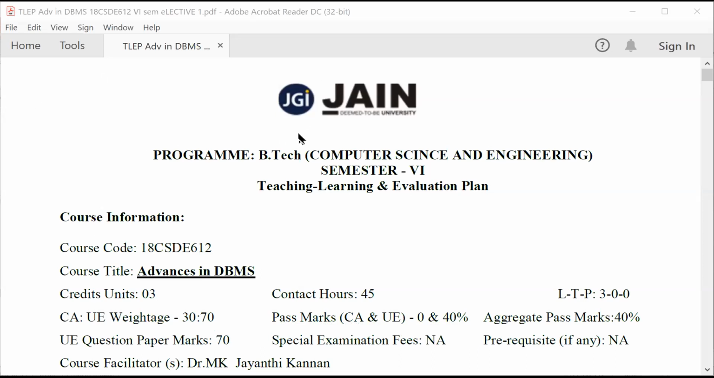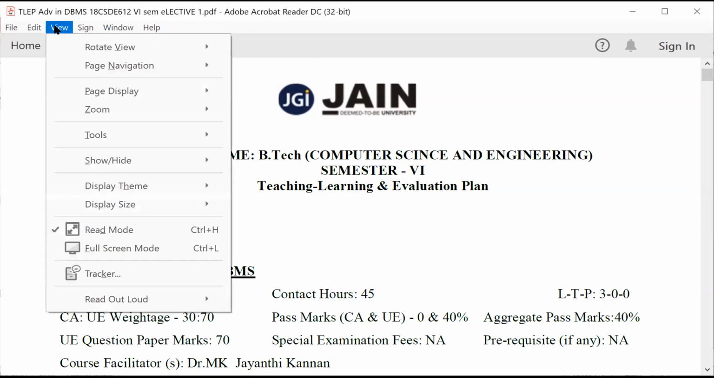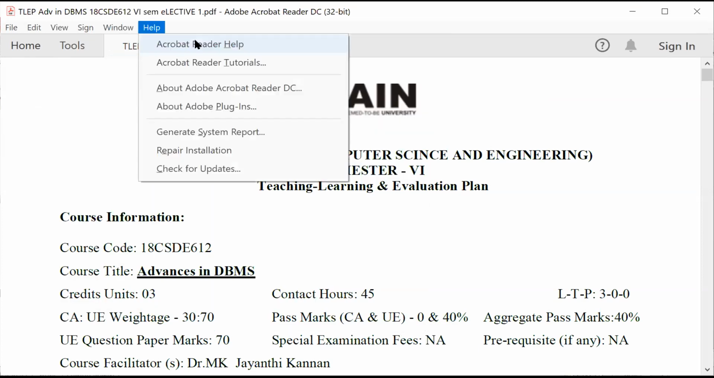Okay, can you able to see the screen? So yesterday we discussed the bridge course PPT slides. Today we will discuss the TLEP, Teaching Learning Evaluation Plan.